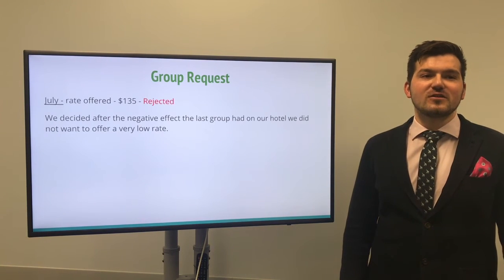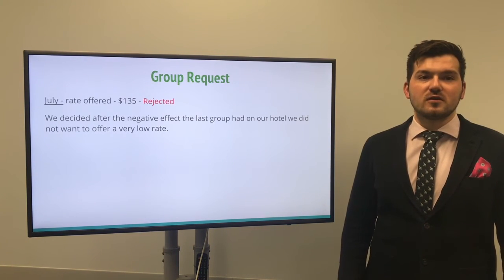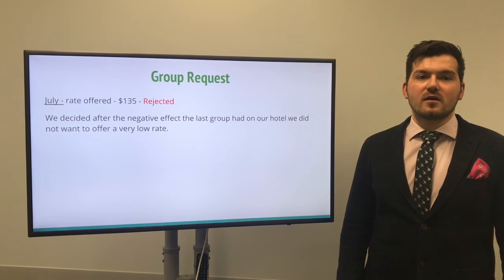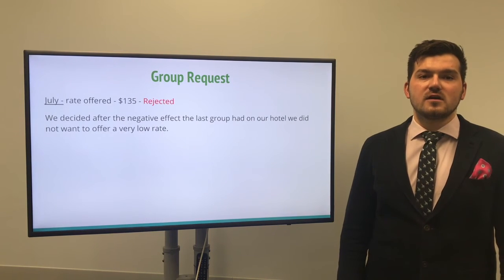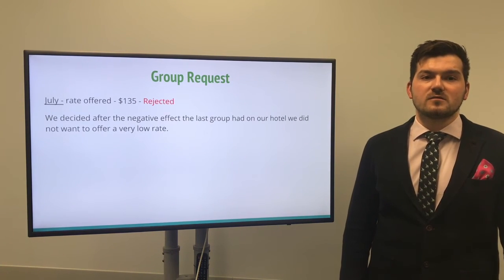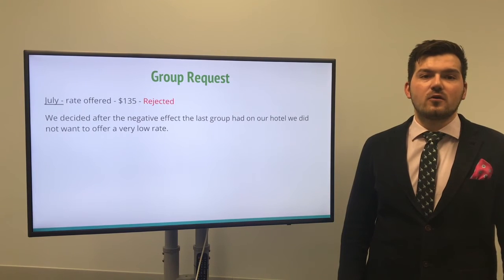After the miscalculation in May, we did not want to offer an incredibly low rate again because of the negative impacts it had on our revenue and market indexes. We also knew that the competition would offer very low rates as this was the trend within the class. We decided to give a rate similar to our ADR with the expectations we would not get the group.